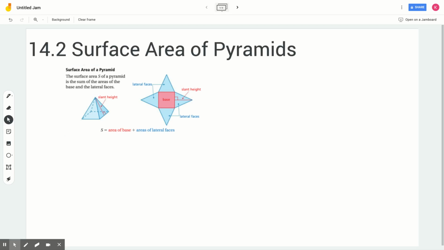Today we're going to be talking about the surface area of pyramids. So again, we are finding the area of each face or side and adding those together. So the area of the base was the bottom. That's where the pyramid sits. That's always going to be the base of the pyramid. The lateral faces are all of the other sides that go up to the point.